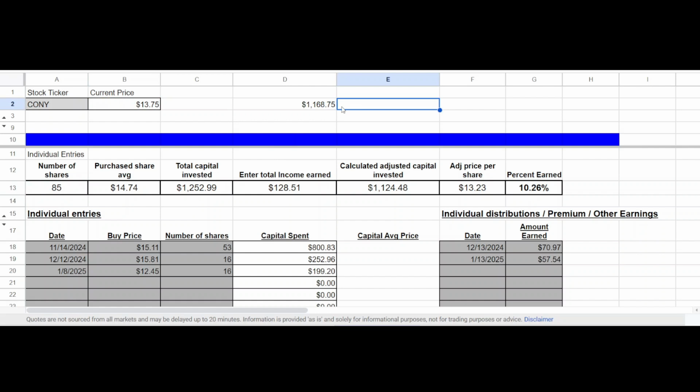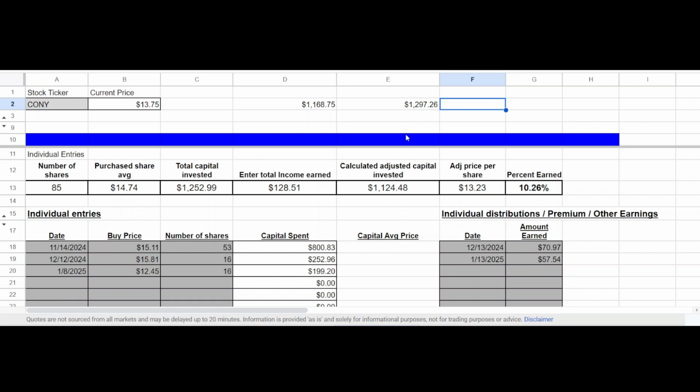So that is a total of $1,168.75. Now, I did receive some distributions. So let's add that back in. So I take that total, that is the amount if I sold it at $13.75, and I add back in the amount that I've earned off of this one, which was $128.51, I now have a total of $1,297.26.